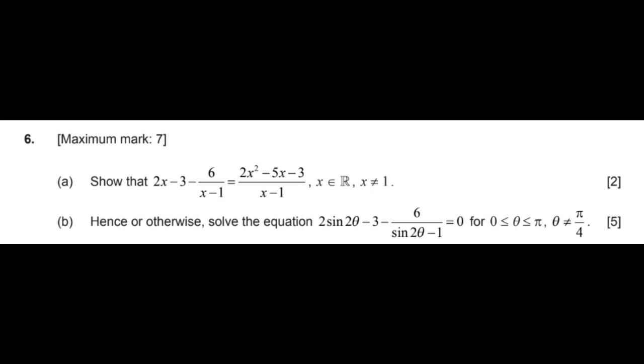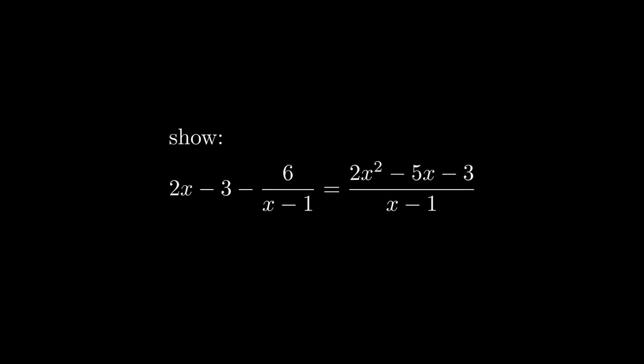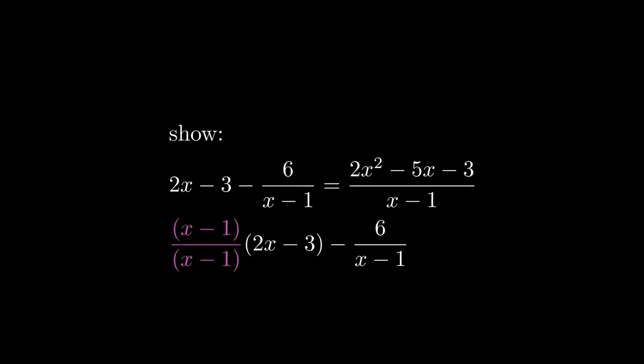All right, so first part A. I'm going to show this. And the first thing you want to do is, so we're going to work on the left-hand side and basically try to turn it into the right-hand side. If you look at the right-hand side, it's all over a common denominator, x minus 1. The left-hand side partially has that denominator, and so the other part we want to put over x minus 1. So we can do that like so.